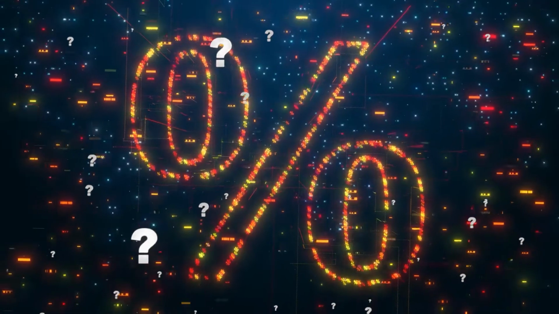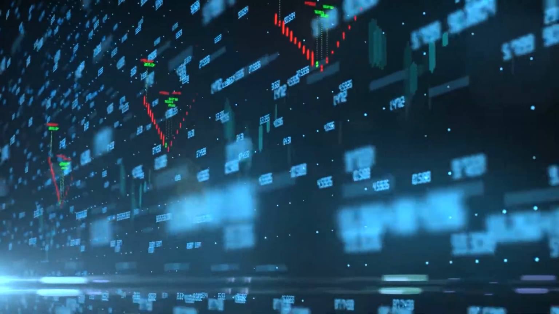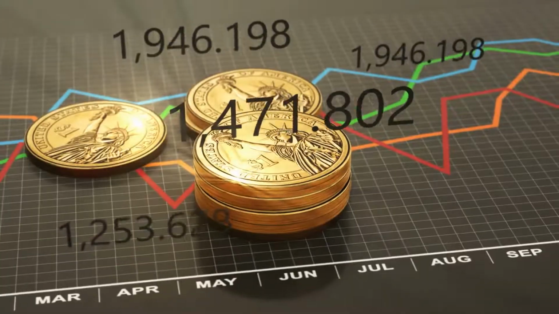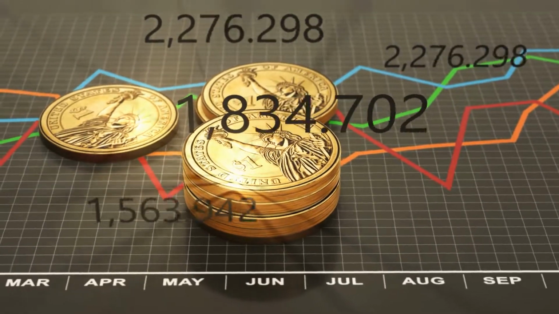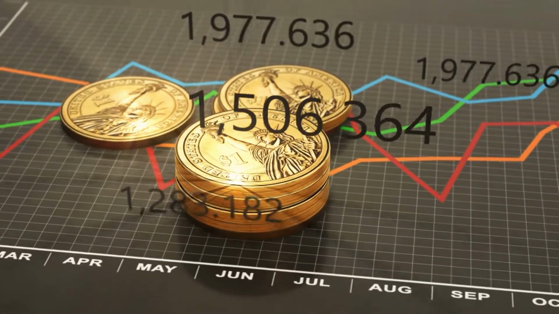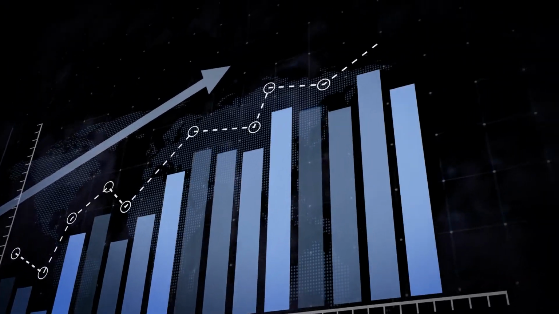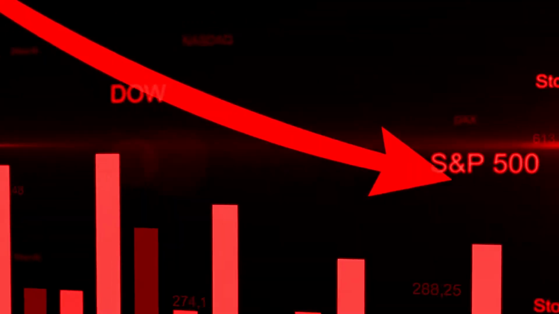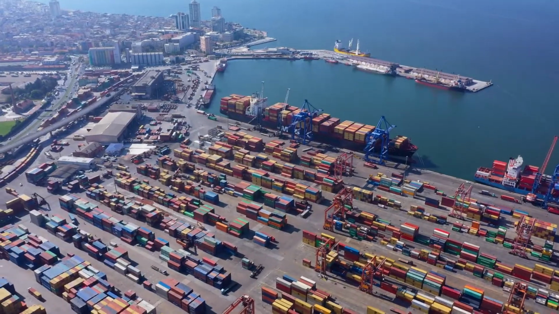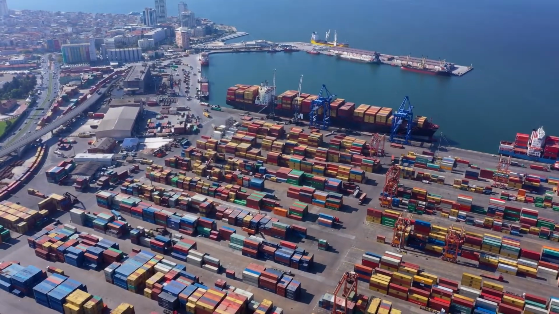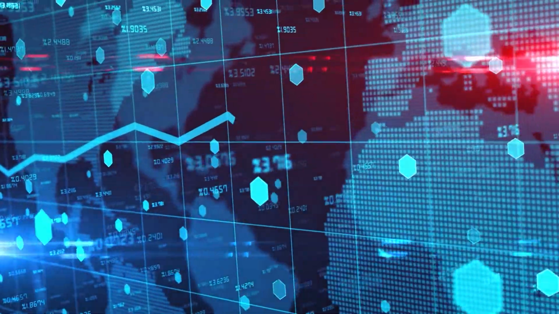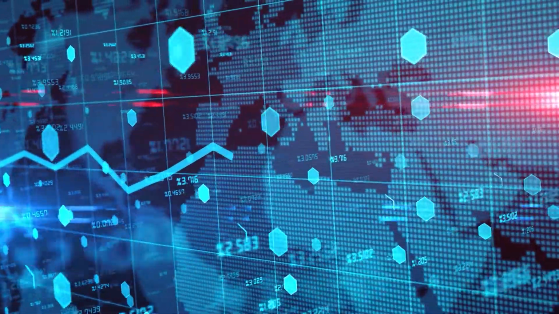So how do interest rates affect inflation? Well, it depends on the level of economic activity. If the economy is booming and there is a lot of money chasing after goods and services, then higher interest rates will be needed to slow things down and keep inflation in check. On the other hand, if the economy is weak and there is less money chasing after goods and services, then lower interest rates will be needed to stimulate spending and get inflation going again.